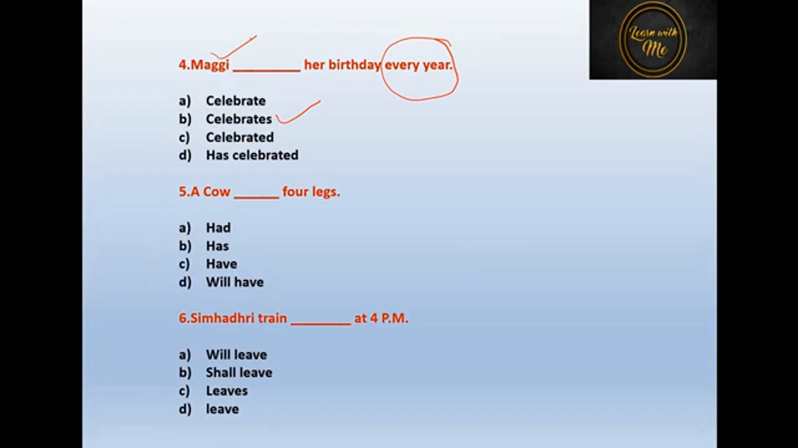Just now I have told you the sun rises in the east. That is a universal truth. A cow has 4 legs. That is also a universal truth. And this particular sentence is in simple present. So option B is correct.